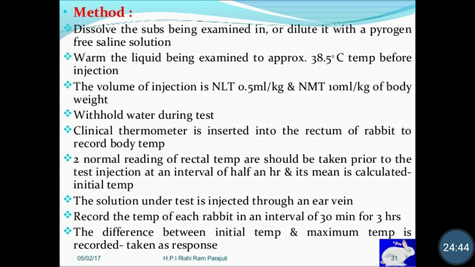Again, the temperatures are recorded at the interval of 30 minutes for 3 hours.